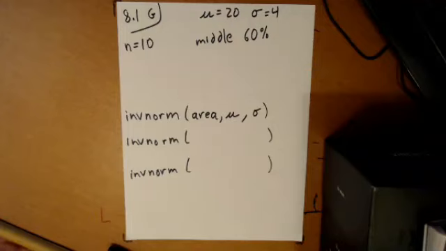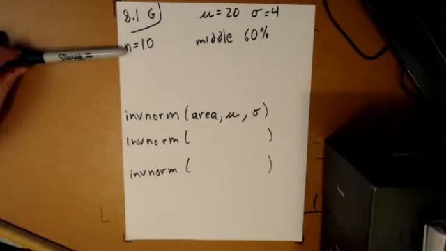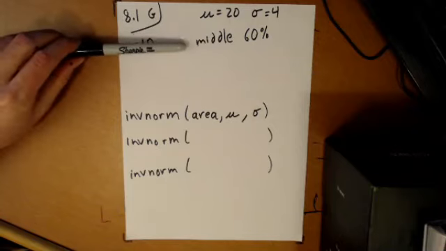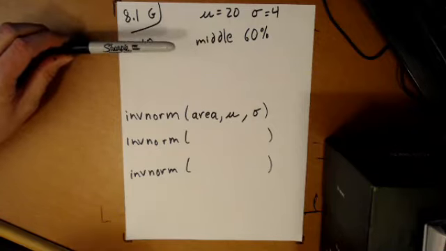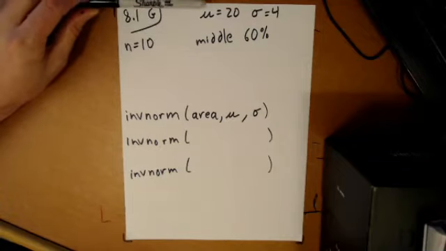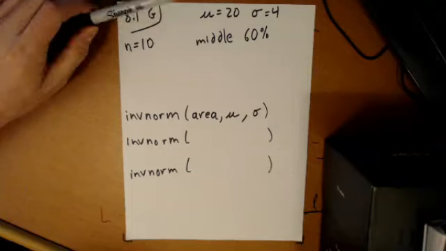8.1G. If you were to repeatedly simple random sample a group of 10, n equals 10 salmon, the middle 60% of the time their mean length would be between blank and blank. So the same mu and sigma from the top of the page. So we're looking for two answers.